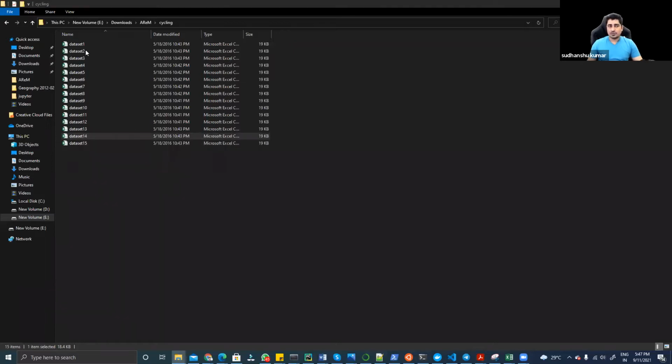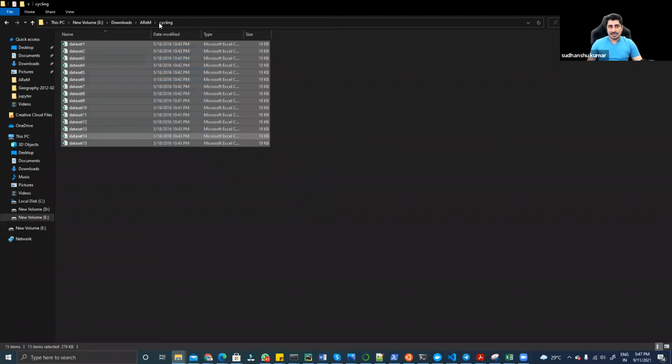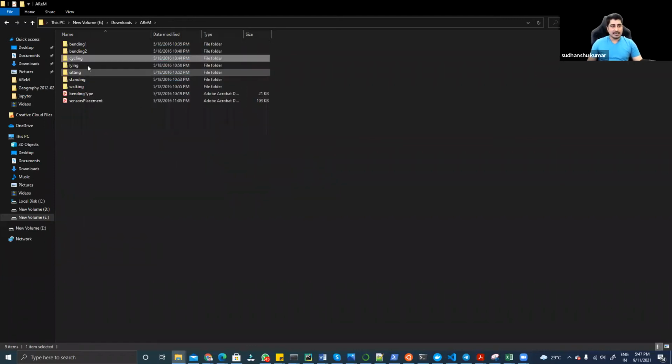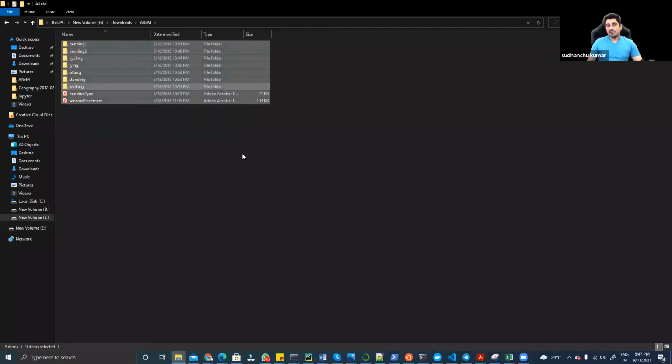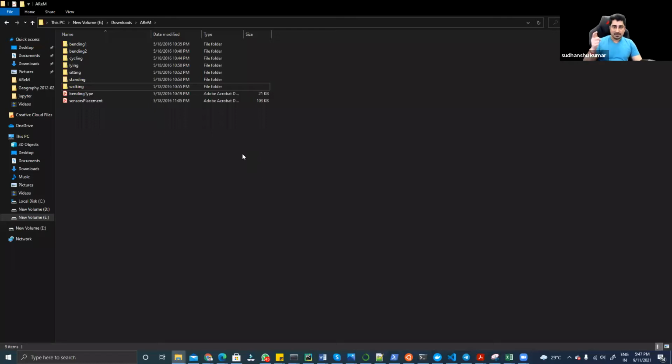So here there are so many files, not just one file. Inside cycling, multiple files, inside lying, multiple files, bending 1, bending 2, sitting, standing, walking. So we have multiple files available over here. Very first thing is to create the labels. Now you have to write Python code. My expectation is that the Python code will read a folder name, go inside that folder, whatever files are available, and create a label column.